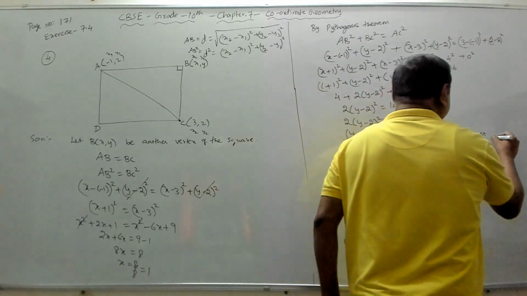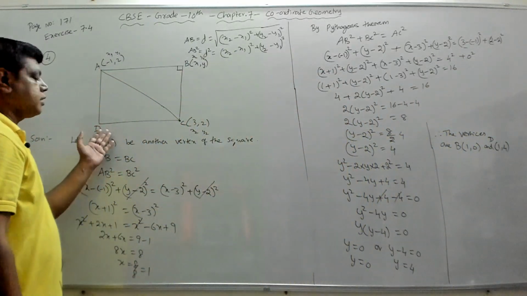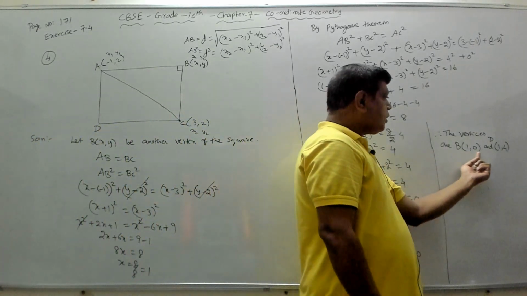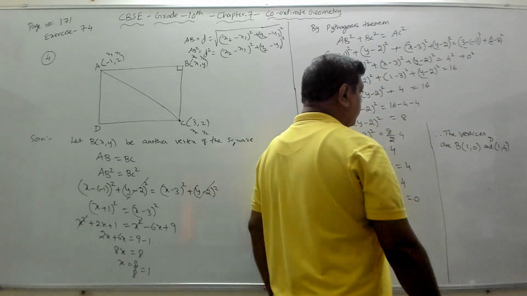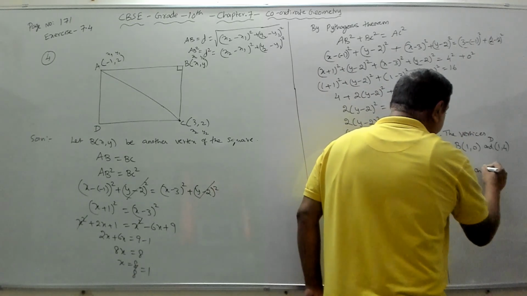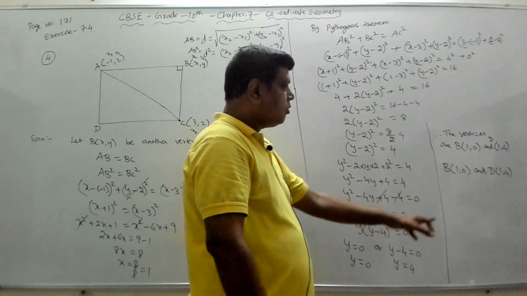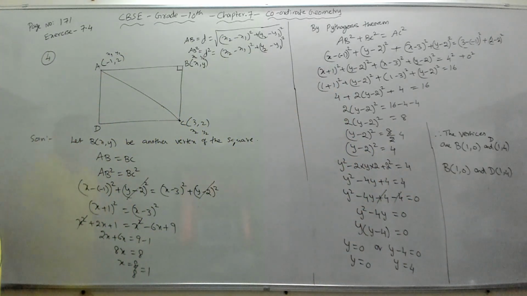So this has to be B, and that has to be D, the other vertex. So we have found the other two vertices, which are (1, 0), that is B, and D of (1, 4), right? I'm writing that again. B of (1, 0) is one vertex, and D of (1, 4). B of (1, 0) and D of (1, 4) are the remaining two vertices of the square.